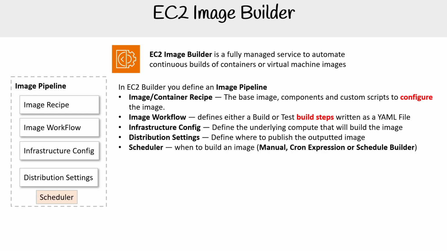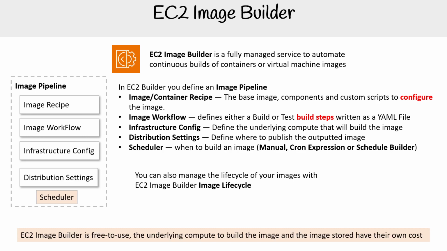You have a scheduler, so you define when it will trigger on a schedule. So you have a cron expression, the schedule builder, which is just a simplified version of a cron expression, or manual. You could also trigger it via EventBridge. I didn't write that in there, but you should know you can programmatically trigger it that way. You can manage the lifecycle of your images using EC2 Image Builder image lifecycle. So, you can say after a particular criteria that it should delete these images because you don't want to accumulate too many images. EC2 Image Builder is free to use. The underlying compute to build the image and the images stored have their own cost, okay?